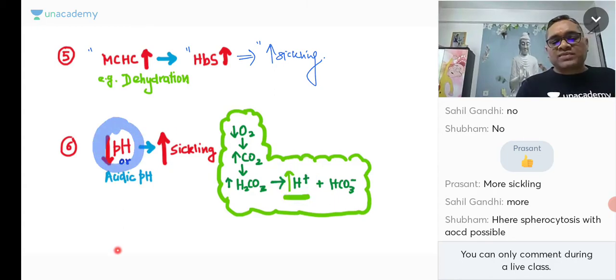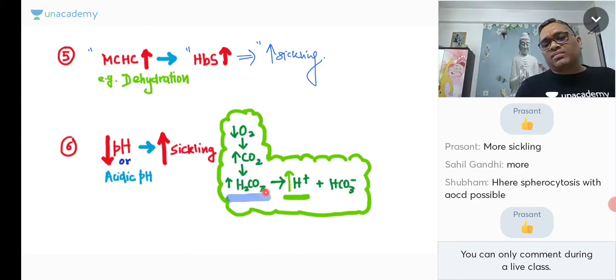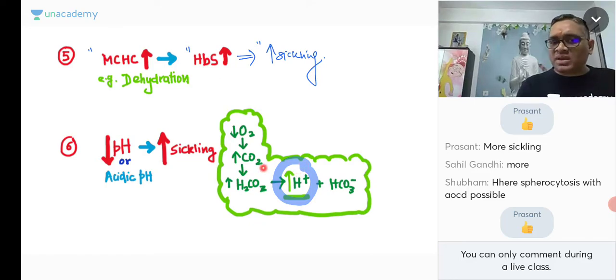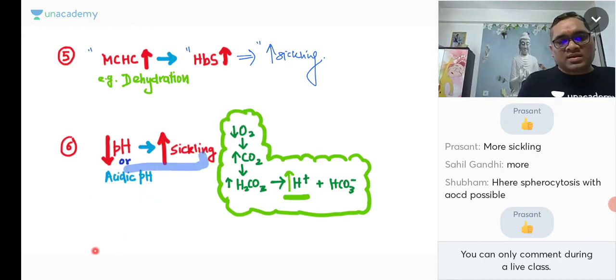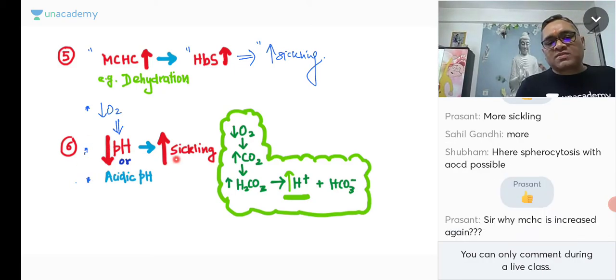So I understood this point or not? This is very easy. So you need not to mug up about the pH. You just remember this concept that there is a decrease in oxygen means increase CO2. Increase CO2 means increase bicarbonate. Bicarbonate increase means there is more H plus, and because of more H plus, there will be more acidic pH. More acidic pH means decrease in the pH. Right? So decrease in pH will be increasing sickling because hypoxia increases sickling. So here I will write because of hypoxia there is decrease in pH, which is called acidic pH, and acidic pH will increase the sickling.